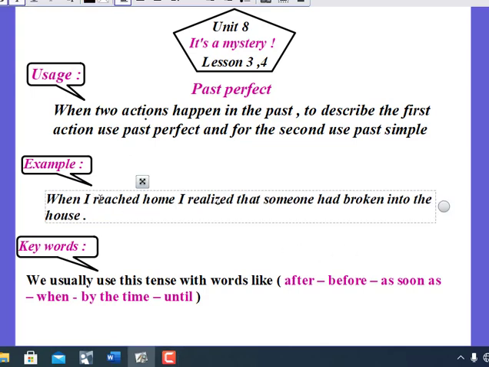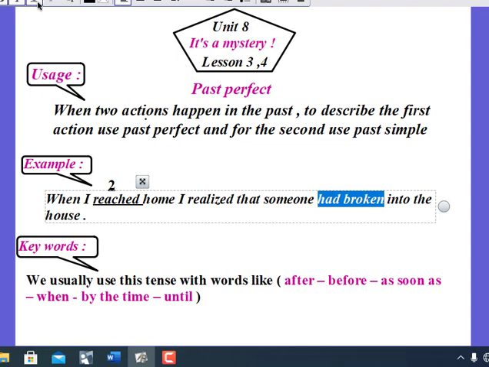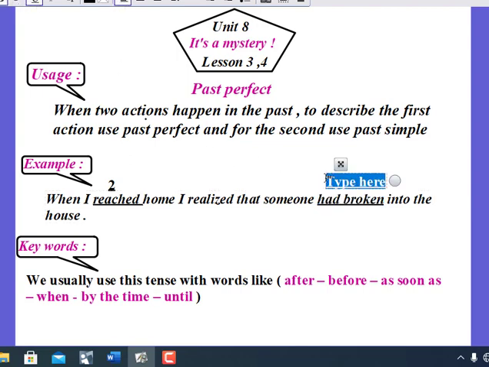So here we have "when I reached." This is past simple, so it means this action is the second action. "I realized that someone had broken": this is "had broken," the first action, because it's in the past perfect. As you can see, the past perfect is had plus past participle. So the first action was they had broken into the house, and the second was I reached home.